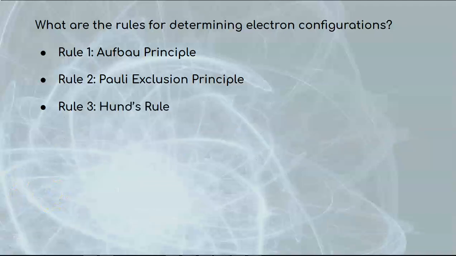So we just reviewed the 3 main rules of electron configuration. The Aufbau Principle, which tells us the correct order of all of the orbitals and sublevels. The Pauli Exclusion Principle, which tells us that electrons have opposite spins. And then Hund's rule, which tells us that electrons like to separate first before they pair off. So let's do a problem together.